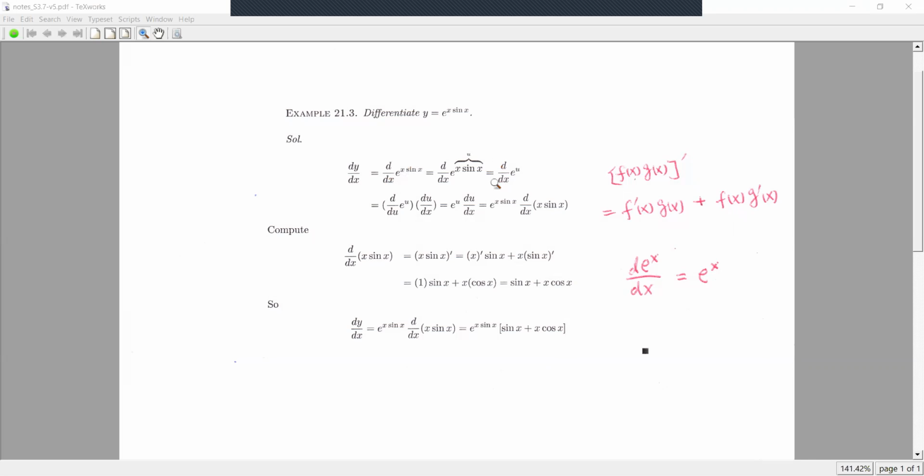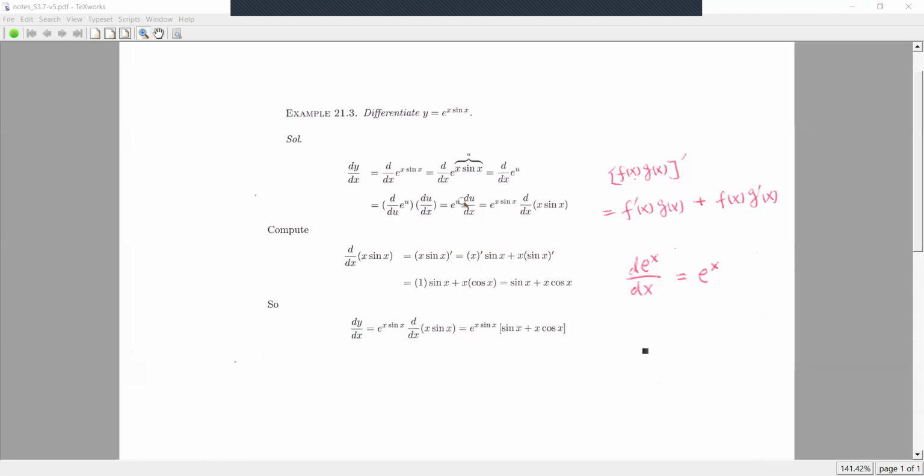To compute this derivative, I want to use this formula. But this formula requires all the variables to be the same variable. Here, u and x are different variables. To overcome the difficulty, I use the chain rule. I insert du in the denominator and put a du in the numerator. This is a product of two derivatives. The derivative of e to u with respect to u by this formula is e to u. So I have this equation.